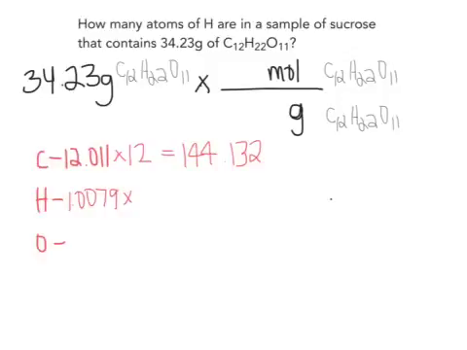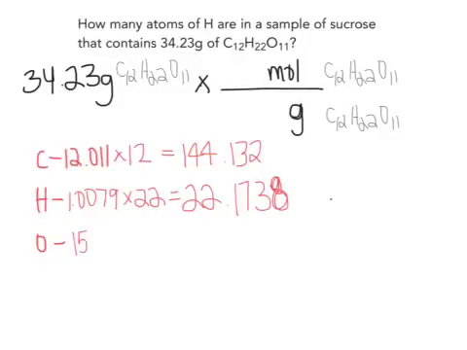Hydrogen has a mass of 1.0079, so we want to multiply that by 22 because there's 22 hydrogens in sucrose. And this gets us 22.1738. Oxygen has a mass of 15.999. And since there is 11 of them, we need to multiply this by 11 to get 175.989.